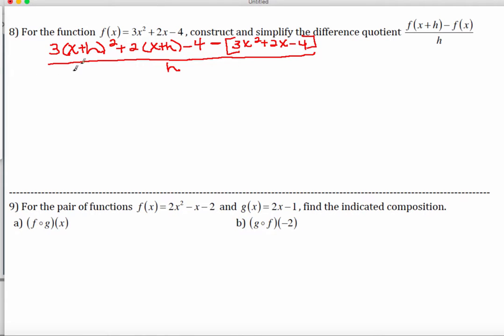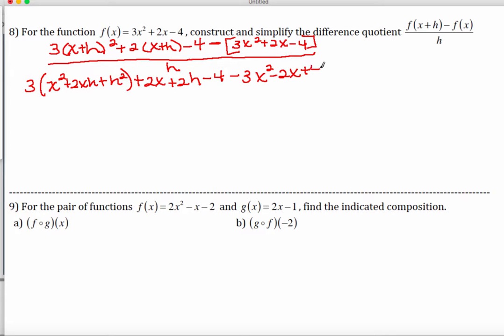Okay, so x plus h squared means that I have to FOIL that out. And when you FOIL x plus h squared, you are going to get x squared plus 2xh plus h squared. And then I'm going to distribute my 2, and I get 2x plus 2h. And I'm just going to carry down my negative 4. And this minus sign right here still needs to be distributed. You get negative 3x squared minus 2x plus 4, and that is all over h.